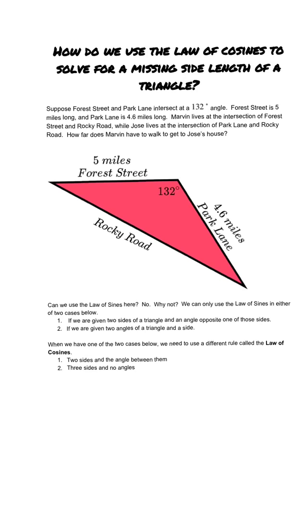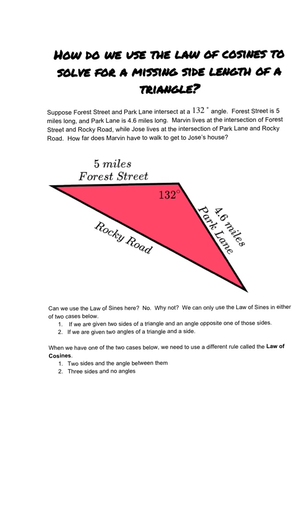Today you're going to learn how you can use the law of cosines to solve for a missing side length of a triangle. Suppose Forest Street and Park Lane intersect at a 132-degree angle. Forest Street is 5 miles long and Park Lane is 4.6 miles long. Marvin lives at the intersection of Forest Street and Rocky Road, while Jose lives at the intersection of Park Lane and Rocky Road. How far does Marvin have to walk to get to Jose's house?